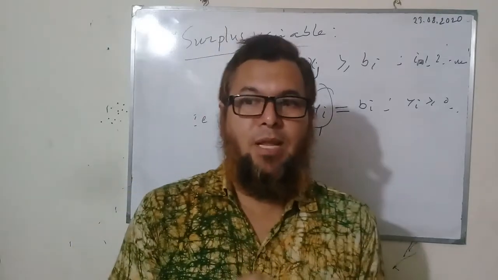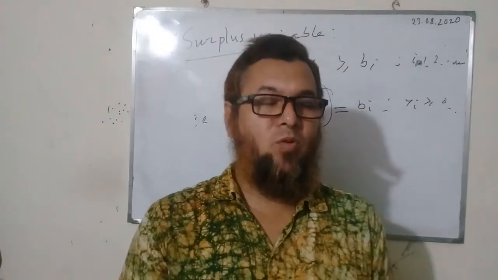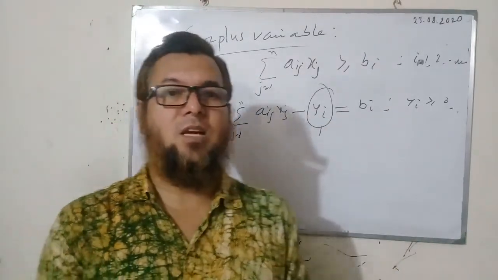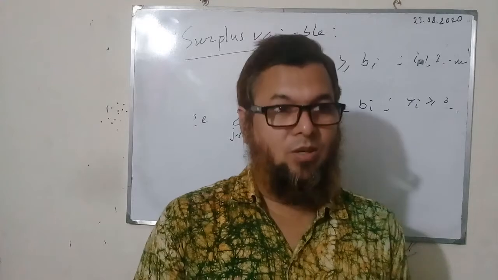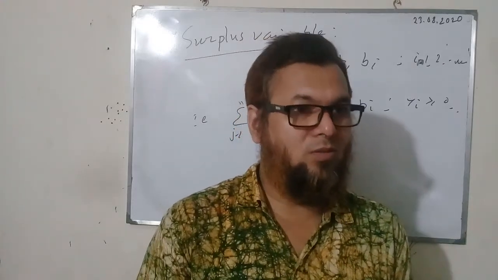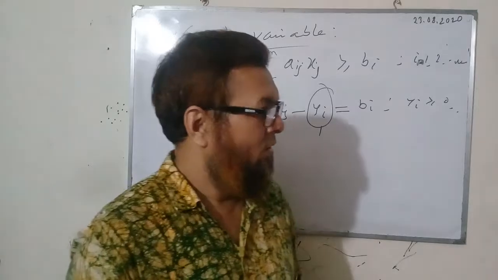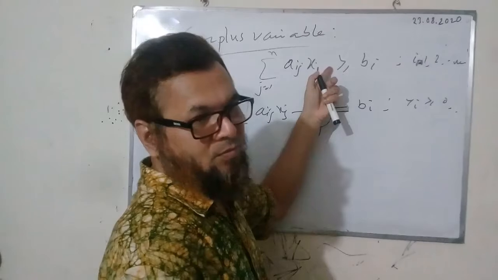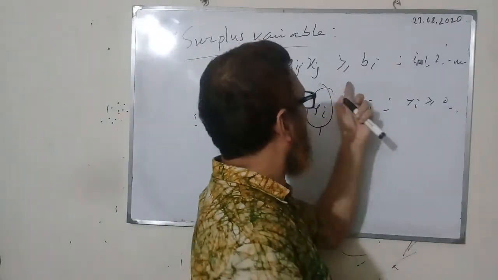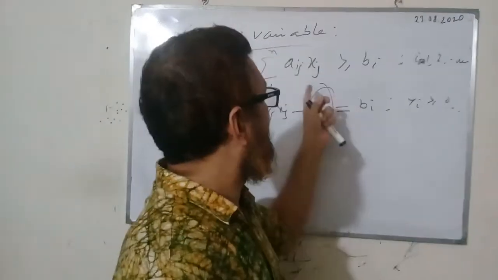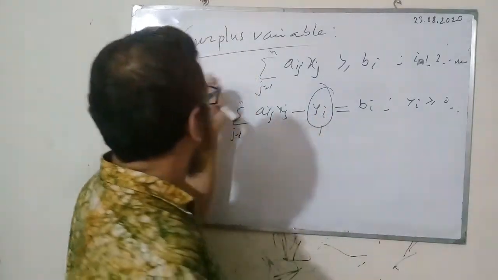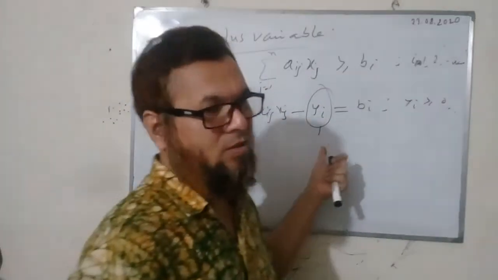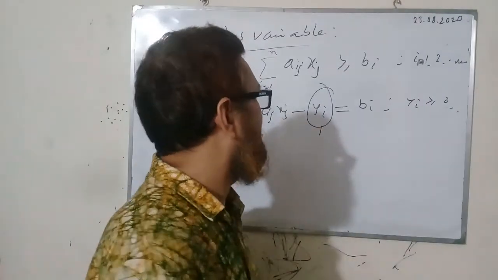That is, in slack variable we add some non-negative variables and the constraints are less or equal type, but in surplus variable the constraints are greater or equal type and we subtract. In slack variable we add some non-negative variables to the left hand side of the constraint, but in surplus variable we subtract some variables from the left hand side of the constraint.